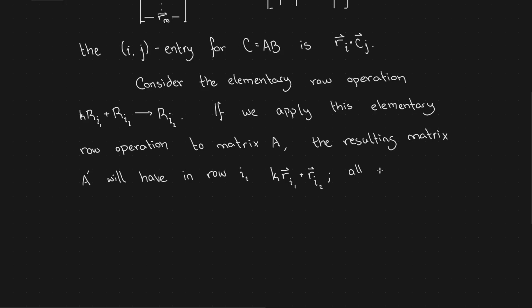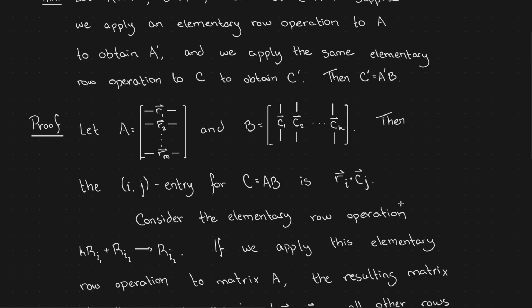All other rows of A prime are the same as A. Then what we're going to do is think about the product matrix A prime B.